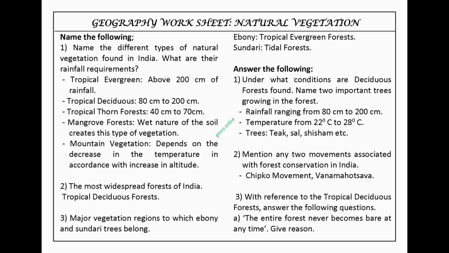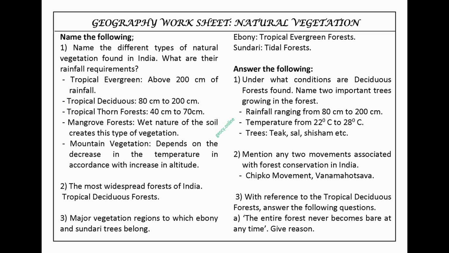Answer the following. Under what conditions are deciduous forests found? Name 2 important trees growing in the forest. Rainfall ranging from 80 centimeters to 200 centimeters. Temperature from 22 degrees Celsius to 28 degrees Celsius. Trees: teak, sal, shisham etc. Mention any 2 movements associated with forest conservation in India. Chipko movement, Vana Mahotsava. With reference to the tropical deciduous forests, answer the following questions.